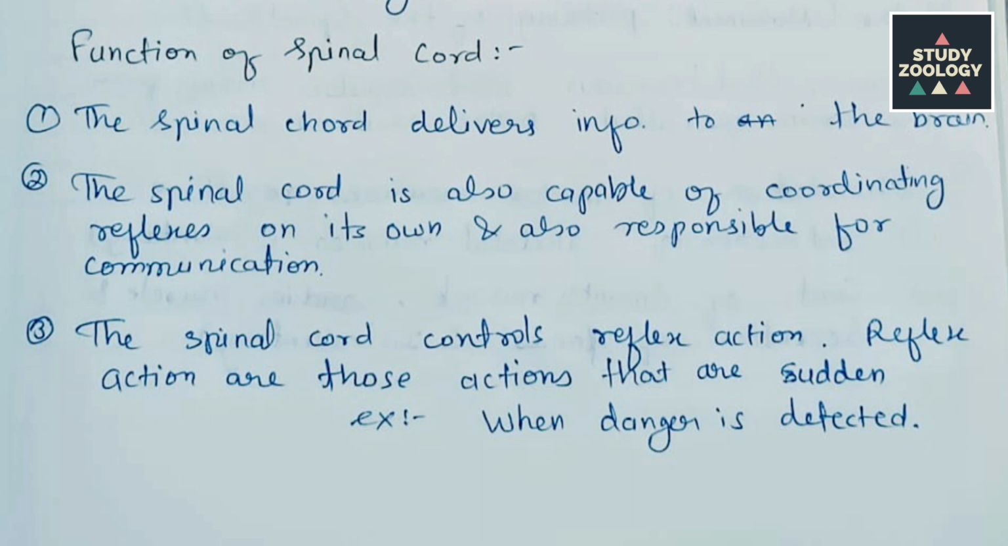Function of the spinal cord. The spinal cord delivers information to the brain. The spinal cord is also capable of coordinating reflexes on its own and is also responsible for communication. The spinal cord controls reflex action. Reflex actions are those actions that are sudden, for example, when danger is detected.